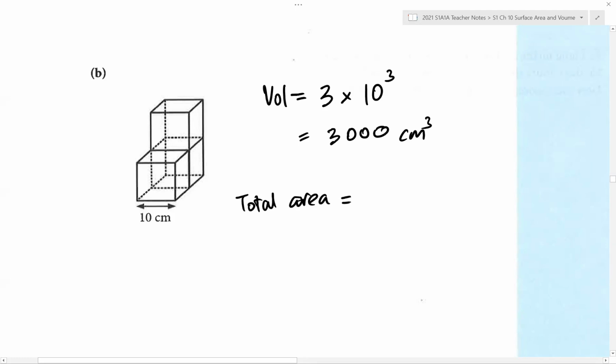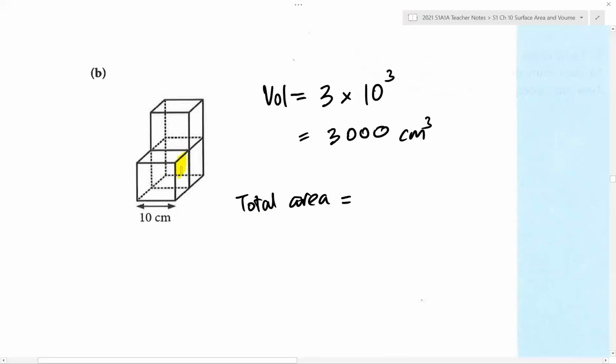Next is the total area. We can do what we did earlier on, start to calculate each face. Or now I show you another method. Just because this is made out of cubes, they're all made out of squares. How many squares can you touch? Not cubes, how many squares can you touch? I will start off.